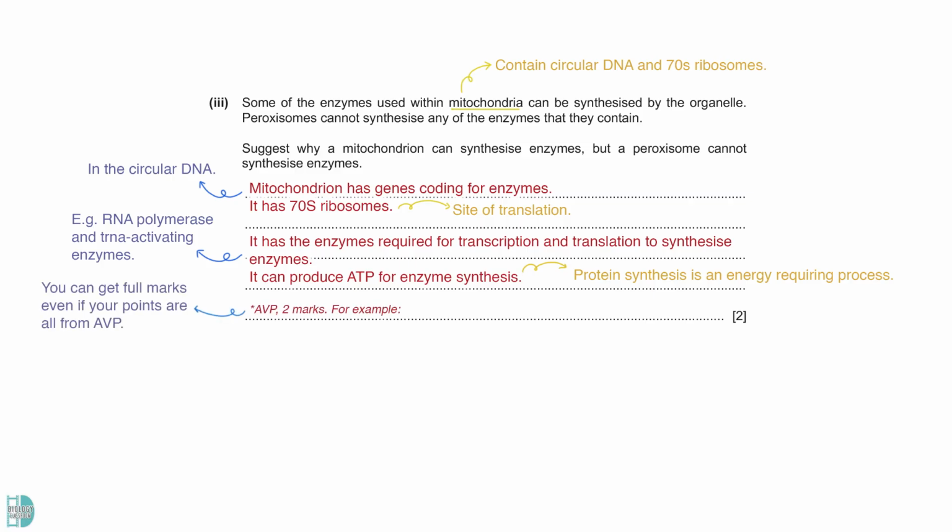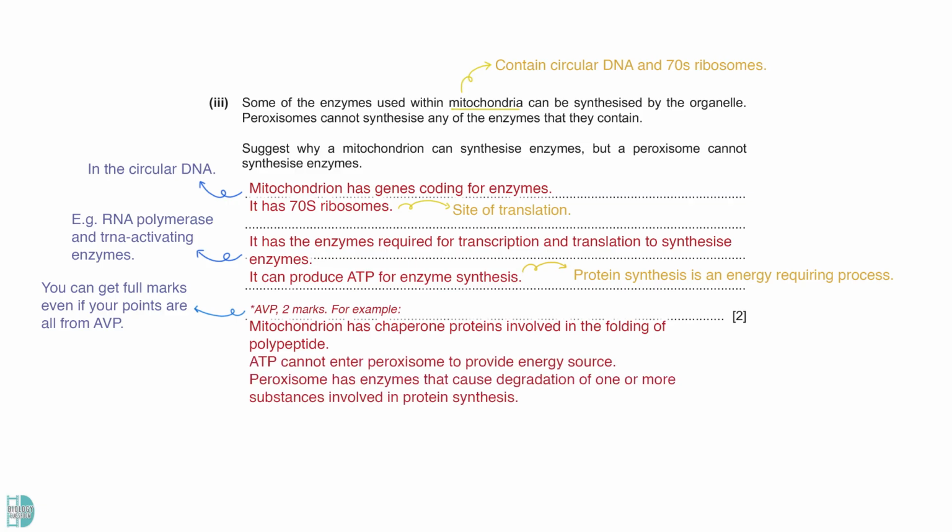They accept 2 marks for AVP. You can get full marks if all your points are made up of the AVPs. For example, mitochondria have proteins called chaperones. They are involved in the folding of polypeptides to give the tertiary structure. Besides, ATP cannot enter peroxisome to be an energy source. Energy requiring processes such as protein synthesis cannot take place.